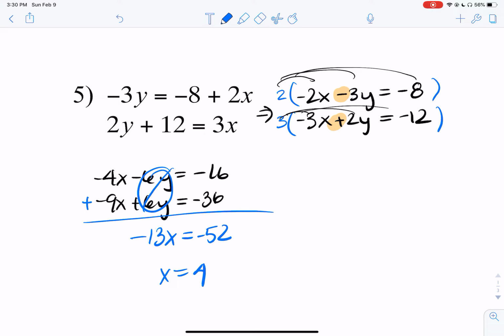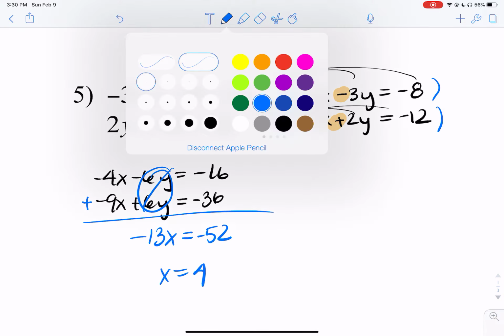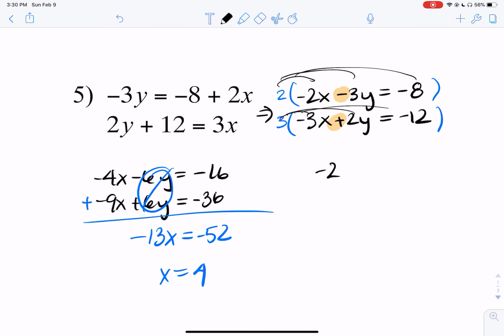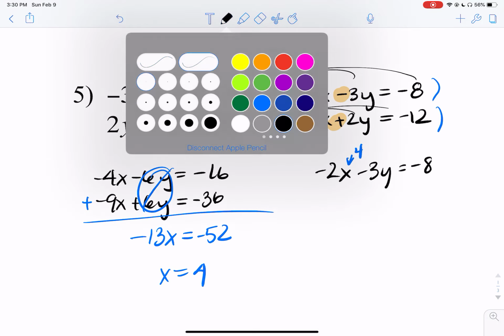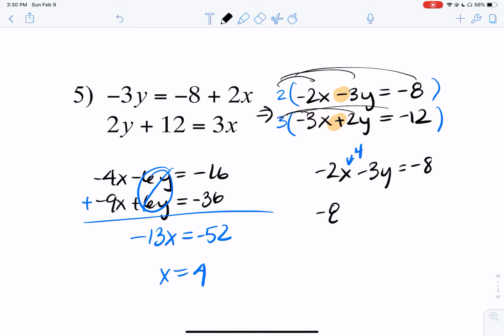So now I'm going to use the top equation. Negative 2x minus 3y is equal to negative 8. I'm going to plug in the number 4 right there. And we end up with negative 8 minus 3y is equal to negative 8. So here I would have to add the 8 to both sides.